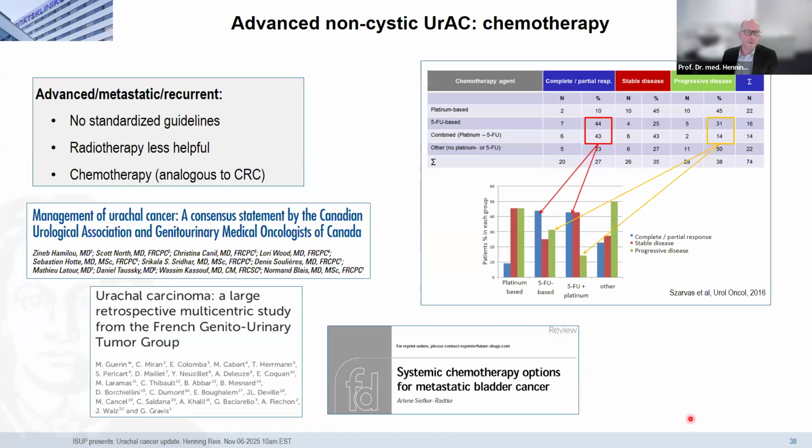Coming to chemotherapy in advanced disease, also there are no standardized guidelines. Radiotherapy is said to be less helpful in urachal cancer. And over the last years, chemotherapy regimens in urachal cancer have changed, because the histology, which I already outlined, is closer to colorectal cancer, so the field has moved away from regimens used in urothelial carcinoma to ones used in colorectal cancer. So there are some consensus statements, especially here from Canada, and also the French GU tumor group.